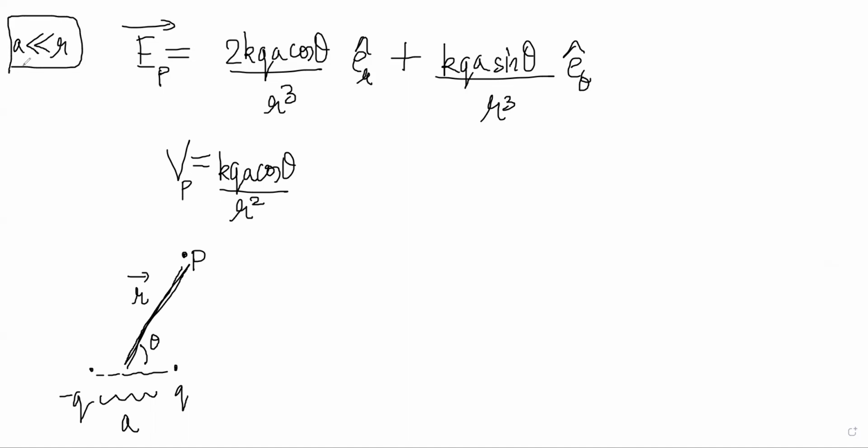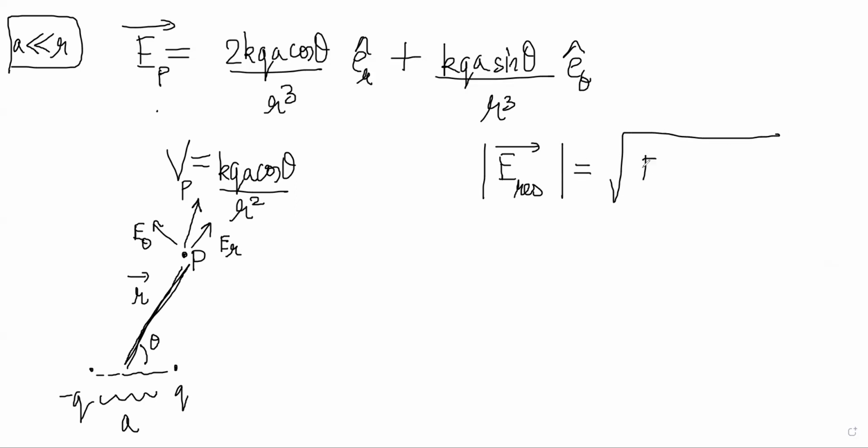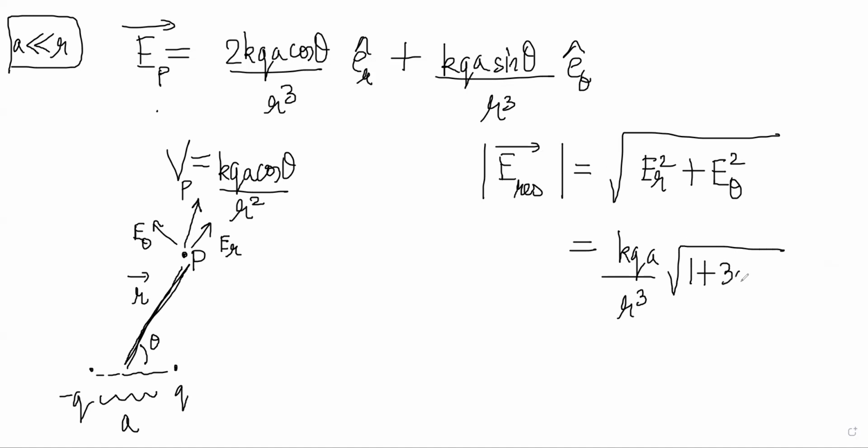Now look at this field. This field is telling us two components, one along this. This is your Er, this is your E theta. So net field is something like this, right? E resultant vector's magnitude would be square root of Er square plus E theta square, because the two components are perpendicular to each other. So basically you can take kqa by r cube outside and it will be square root of 4 cos square theta plus sin square theta, right? So it is 1 plus 3 cos square theta.